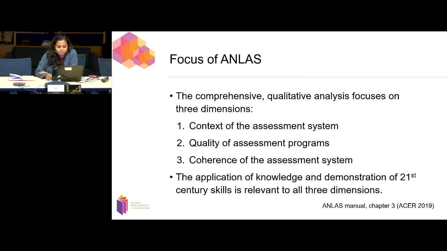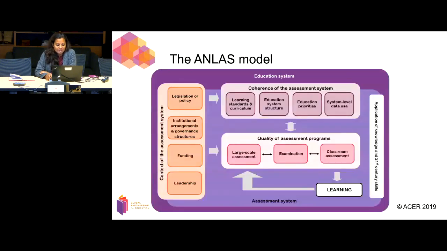Next slide, please. So here you have an illustration of the ANLAS model, which provides the framework for the qualitative analysis of national learning assessment systems. So as I said, it is about the 3 dimensions that are illustrated here. On the left side, the context of the learning assessment system, which covers 4 key areas. Those are legislation or policy, institutional arrangements and governance structures, funding, and leadership.